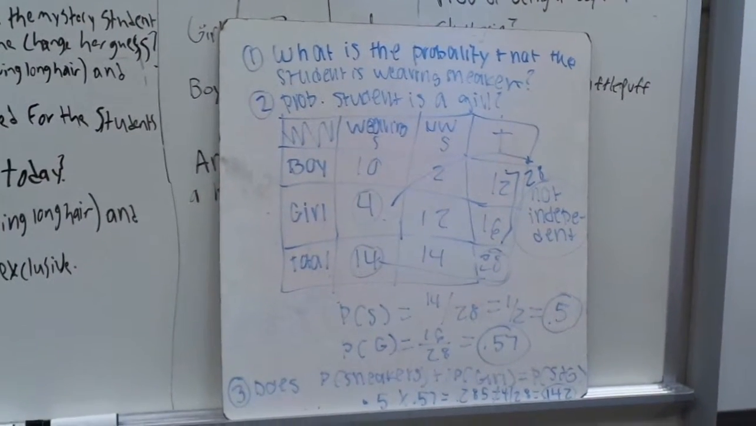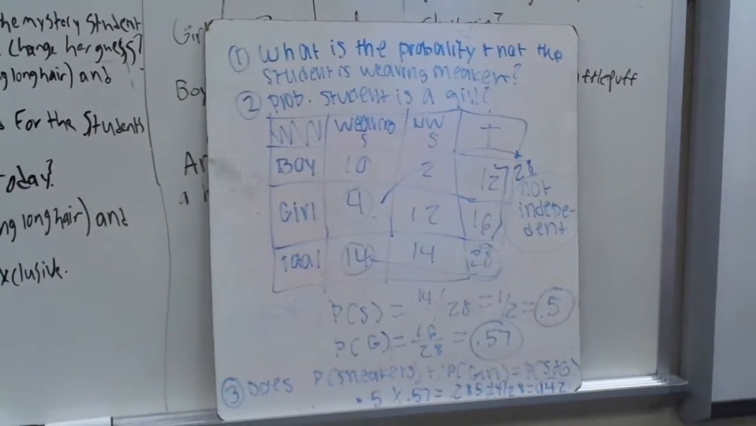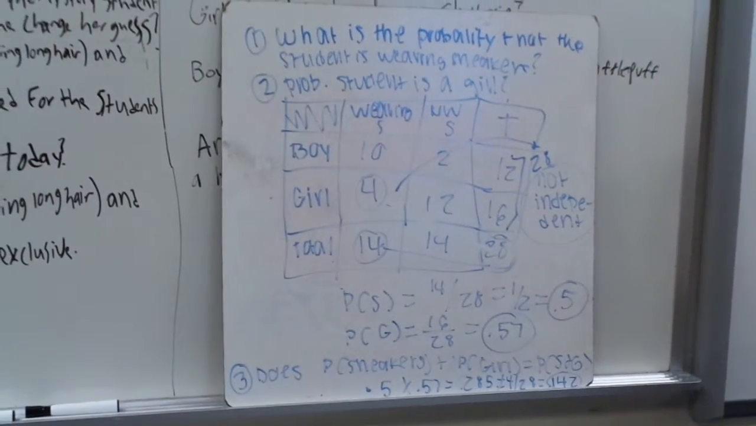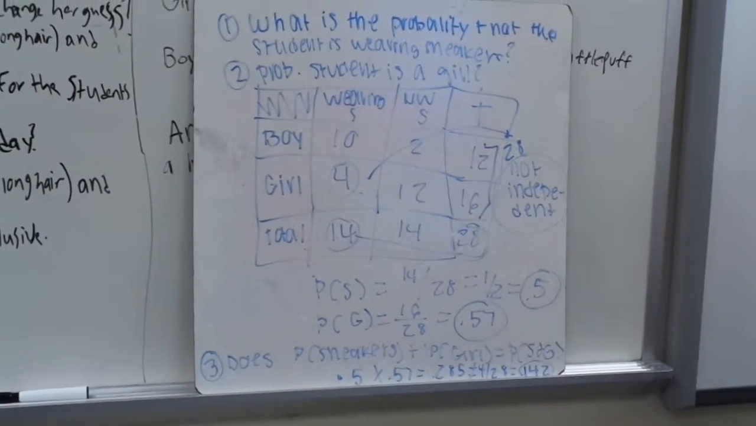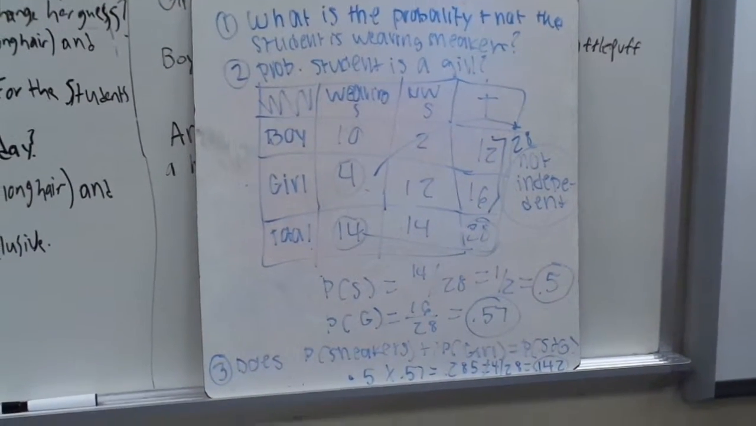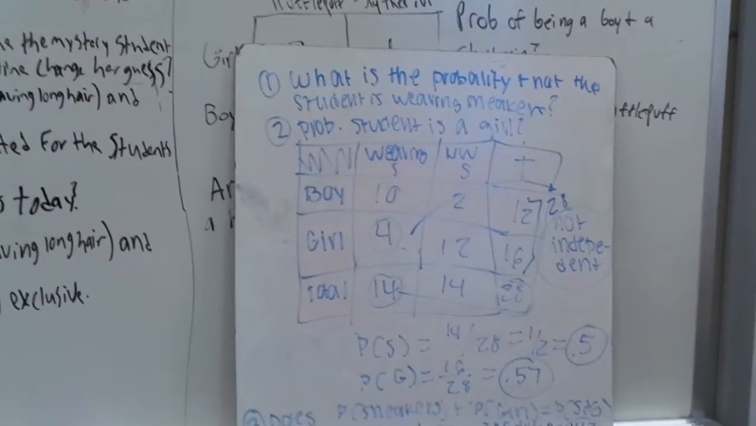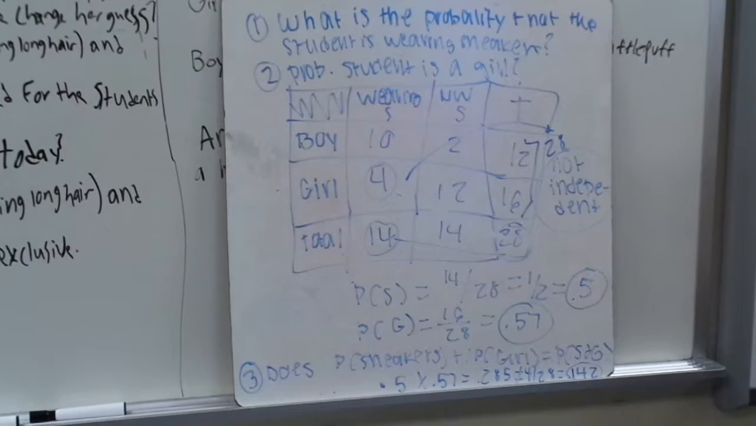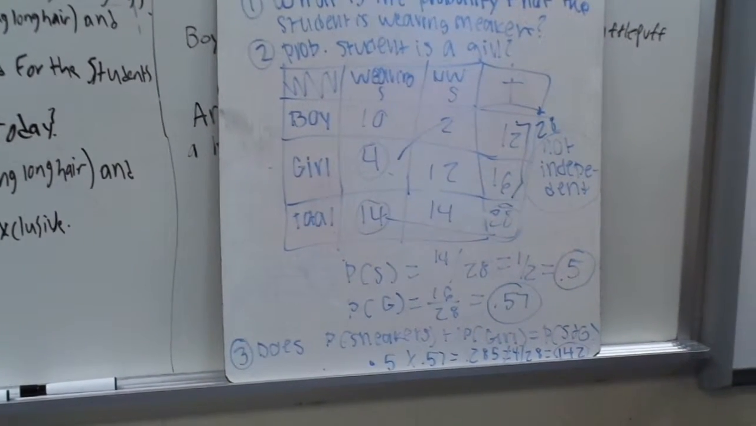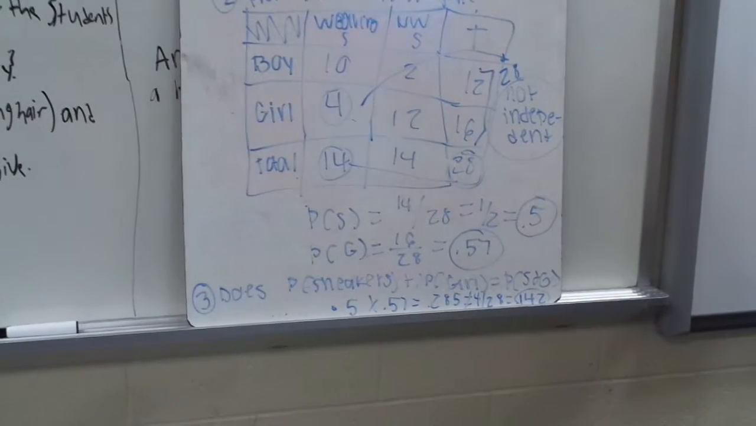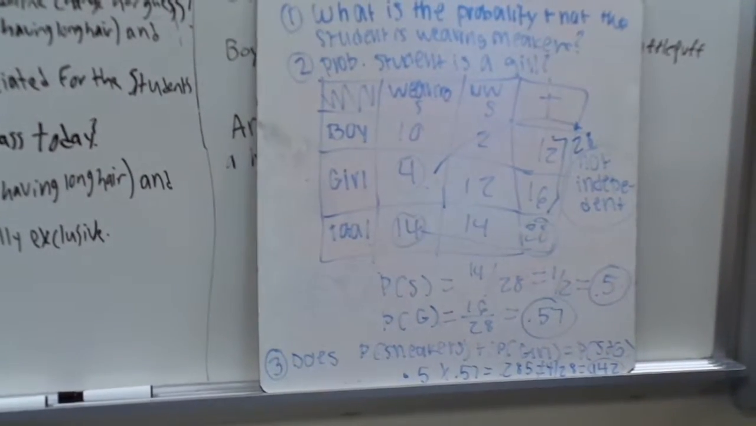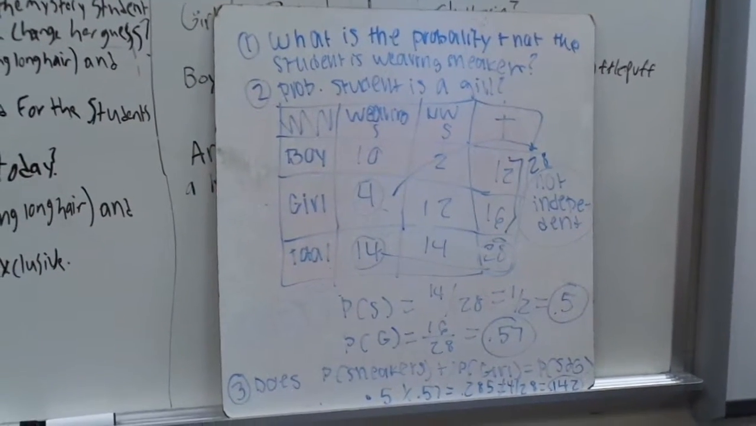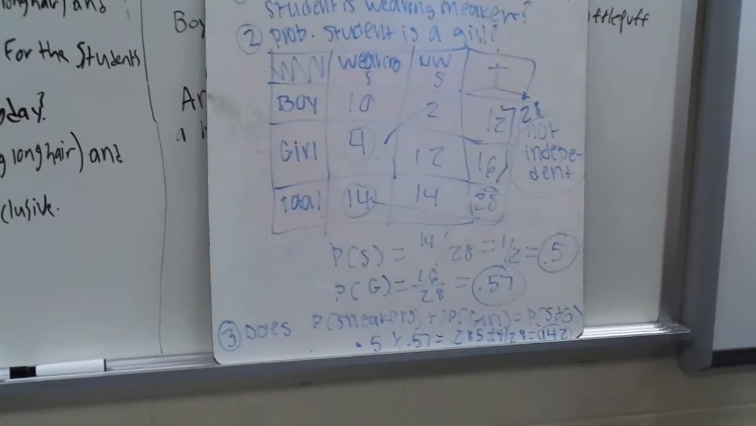And then the third question asks, does the probability of the student wearing sneakers and the probability of being a girl equal the probability of wearing sneakers and being a girl? So you would multiply the probability of the sneakers, which would be 0.5, by the probability of being a girl, which would be 0.57, which would get you 0.285, and then you would calculate the probability of wearing sneakers and being a girl, which would be 4 divided by 28, which would be 0.142, which is not equal to the 0.285, so they are not independent.